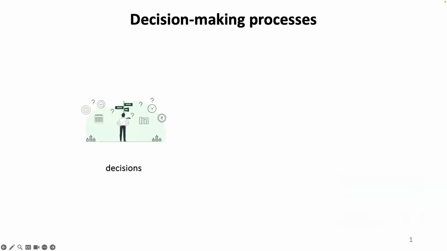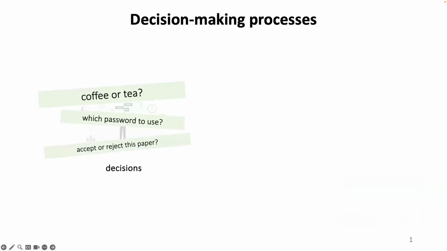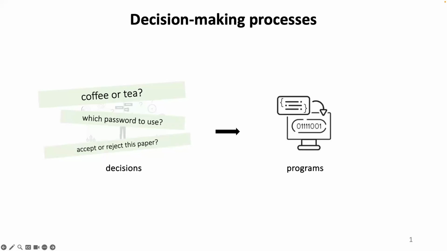Whether you like it or not, we make lots of decisions every day. For example, whether to drink coffee or tea for breakfast, or which password to use when you set up an account, or whether you would like to accept or reject a specific paper if you serve on a conference program committee. And it would be really useful if we can model these kinds of decision-making processes as programs, so that we can express decisions as computations, and we can program with them and reason about them.